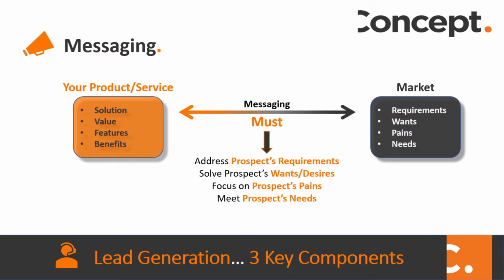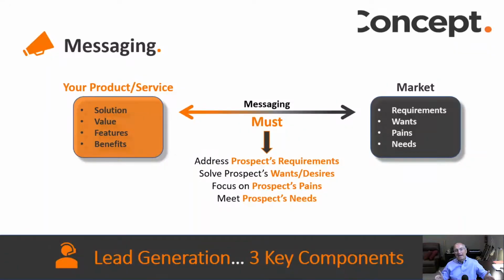We talked about how we have a product. We have a service. There's a market out there that we've identified has a need. They have requirements. They have a want. And now we have to position our product or our service to meet those needs. And as you put your messaging together, there are some things that your messaging must align with. When we put our messaging together, we have to address the prospect's requirements.